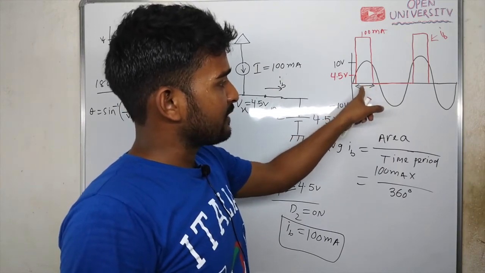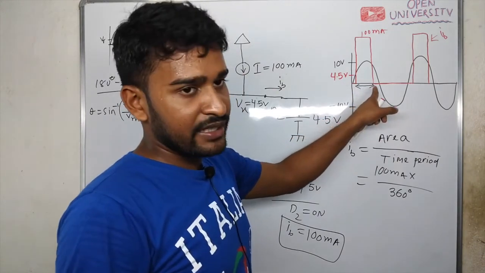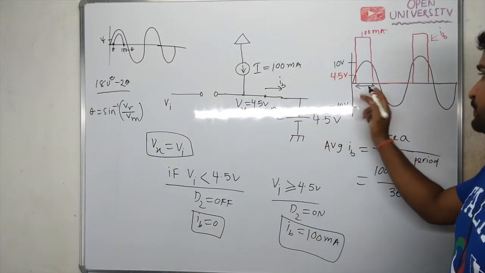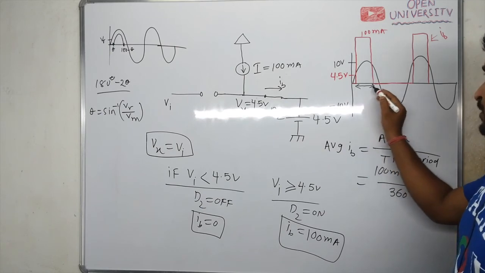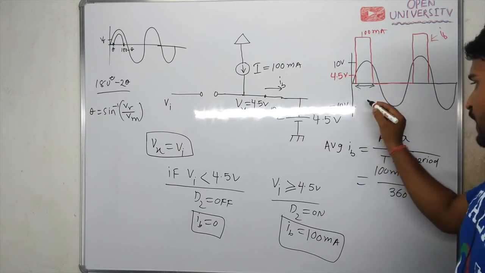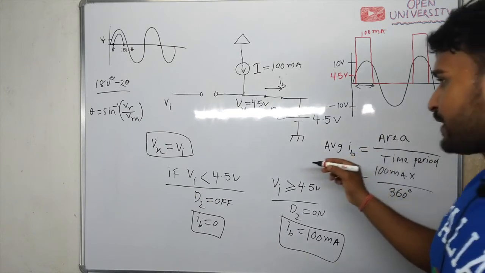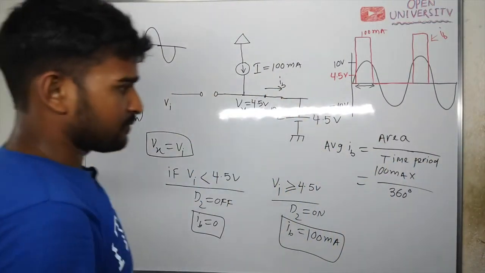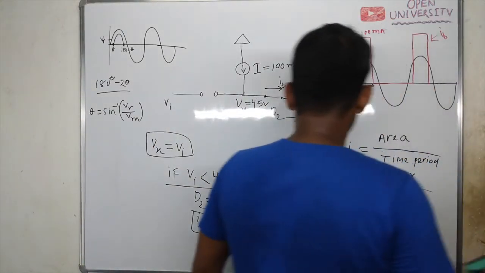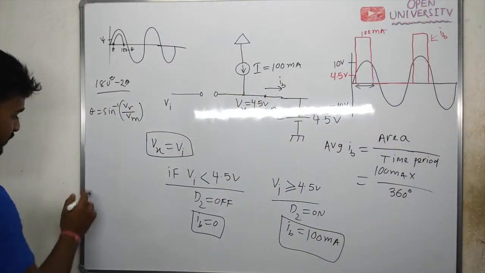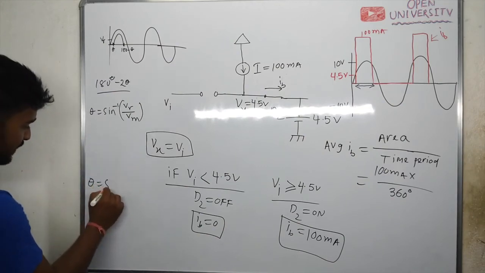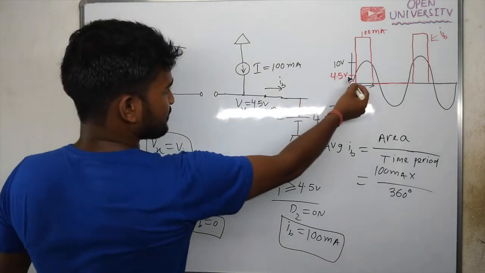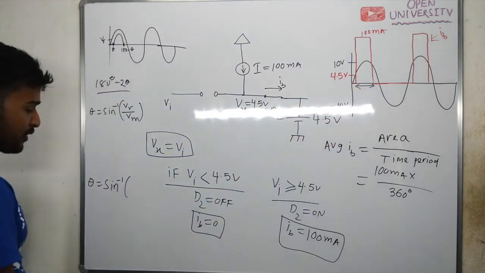So this angle of conduction is 180 degree minus 2 theta. This is the interval when current is flowing through IB. So how to get the theta value in this case? You need to find out what theta is. Here you can find theta using this formula. Theta will be sin inverse of, instead of V gamma, what should you write? V gamma will be 4.5 volt.